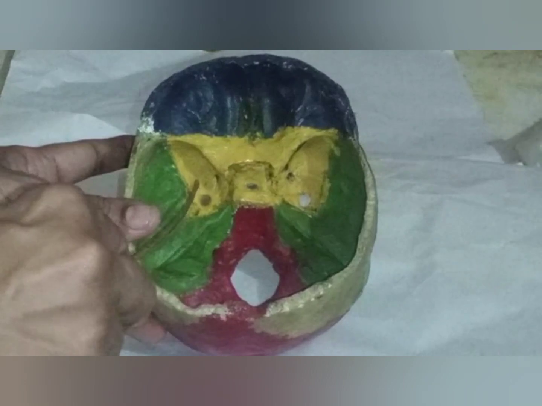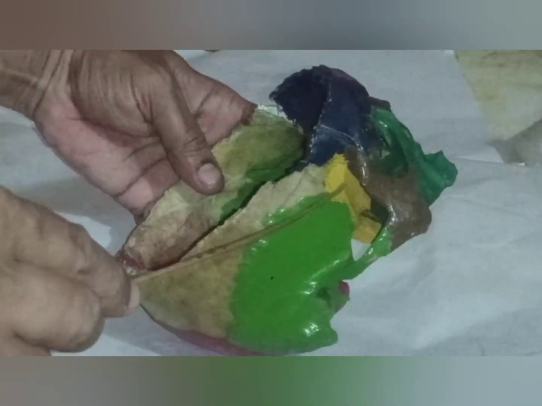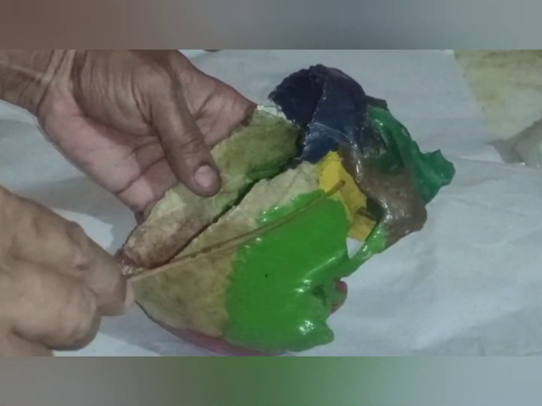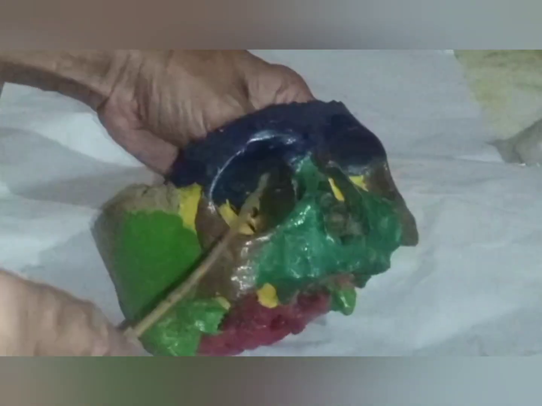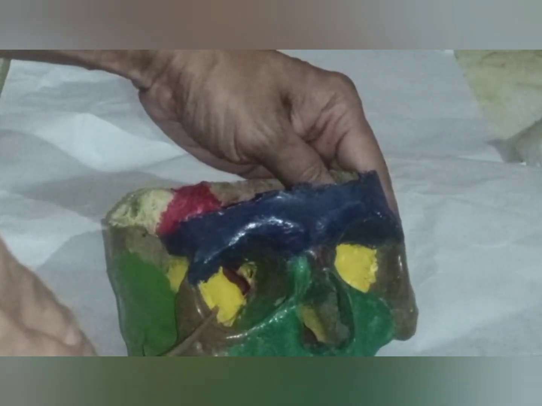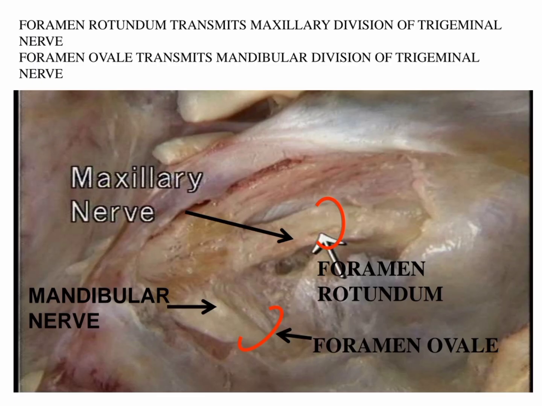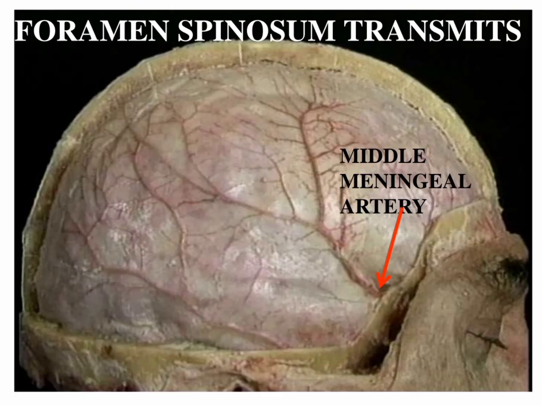The superior cerebral surface, which forms part of the middle cranial fossa, the lateral temporal surface, which forms the temporal fossa, and the inferior orbital surface, which forms the lateral wall of the orbit. Superior surface has three foramina: foramen rotundum, foramen ovale, and foramen spinosum. Foramen rotundum transmits the maxillary division of trigeminal nerve. Foramen ovale transmits the mandibular division of trigeminal nerve. Foramen spinosum transmits the middle meningeal artery.